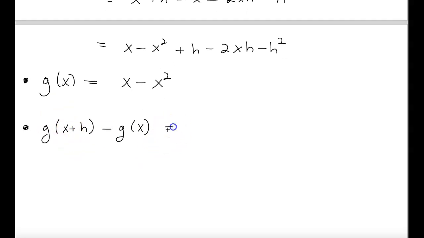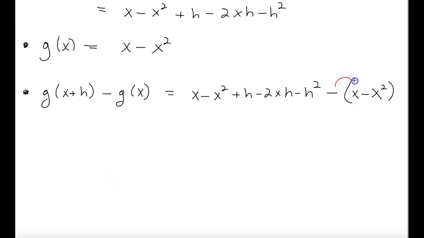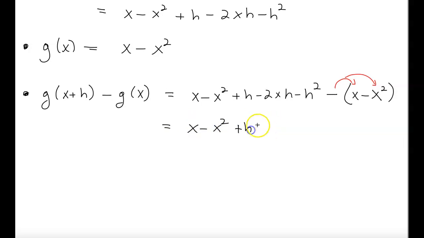And what does that look like? Well, that's going to be this whole thing minus the g of x. So it's going to be x minus x squared plus h minus 2xh minus h squared minus this quantity x minus x squared. Now you'll notice something when you distribute this negative sign. You're going to get a minus x and a plus x squared. So we'll get x minus x squared plus h minus 2xh minus h squared minus x plus x squared.